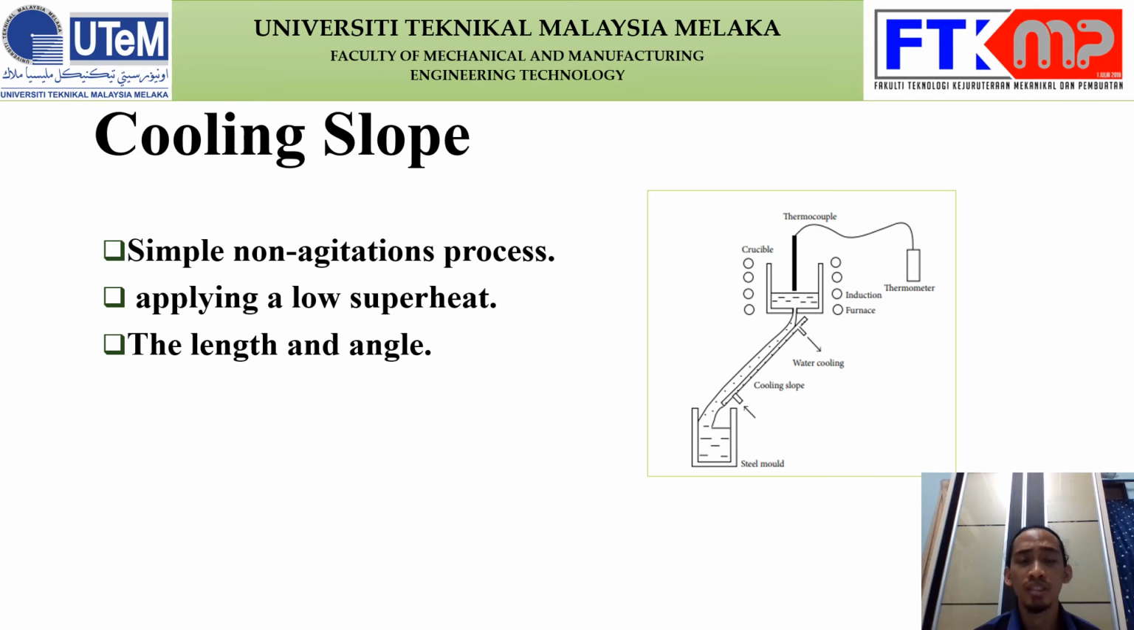As you can see in this figure, this is the cooling slope method. The cooling slope method is a simple non-agitation process. This method also applies a low superheat. For controlling the process, the parameters are, for example, the length of the slope or the angle of the slope.